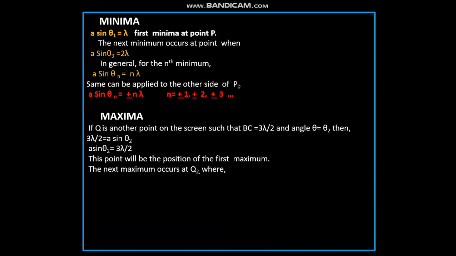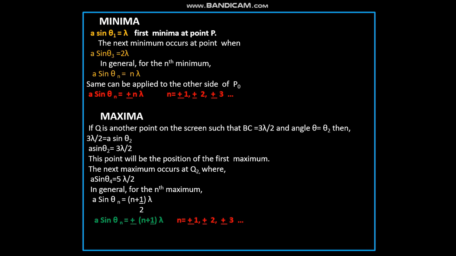The next maximum occurs at θ4, where A sin θ4 is 5λ by 2. In general, for the nth maximum, A sin θn is equal to (n plus half) λ. A sin θn is equal to ±(n plus half) λ, where n is equal to ±1, ±2, ±3, and so on.